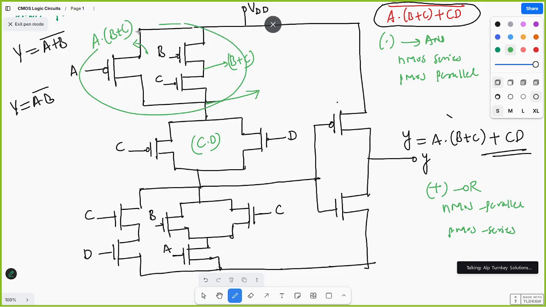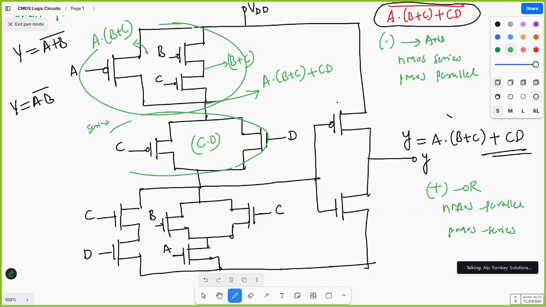This one, and this one. Okay, this one will be what? Series. Okay, series. So this series means this whole thing you will get what? A and B or C plus C and D. Did you get the PMOS implementation? Did you understand? Yes. Based on this only I am writing.